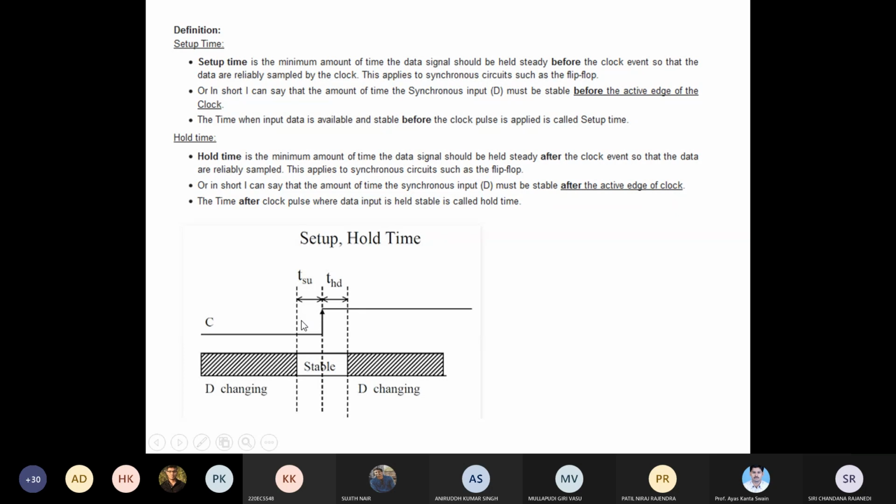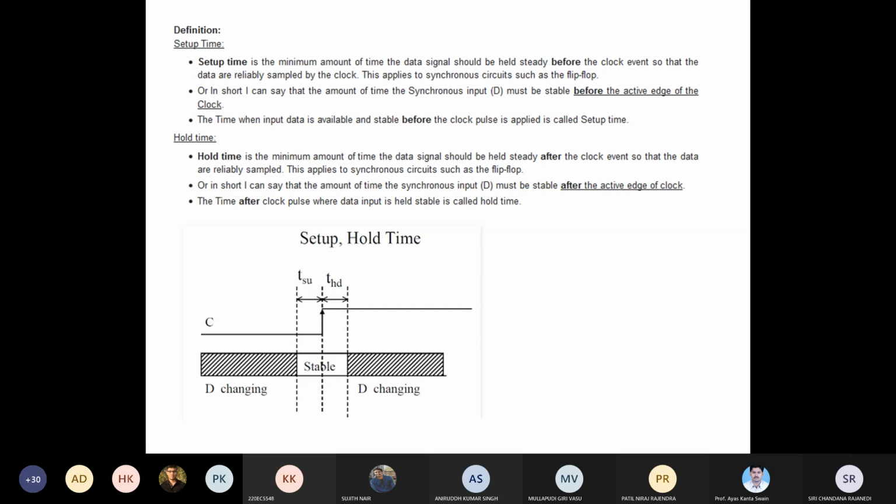So data should be set up properly before the setup time, or at least at the minimum setup time. Then after that, data should be fixed. There should not be any chance that this data is overridden by some other input data. If it is overridden during the whole period, then the data will become garbage. So that is the concept of setup time and hold time. In short, hold time is the amount of time the synchronous input D must be stable after the active edge of your clock pulse.